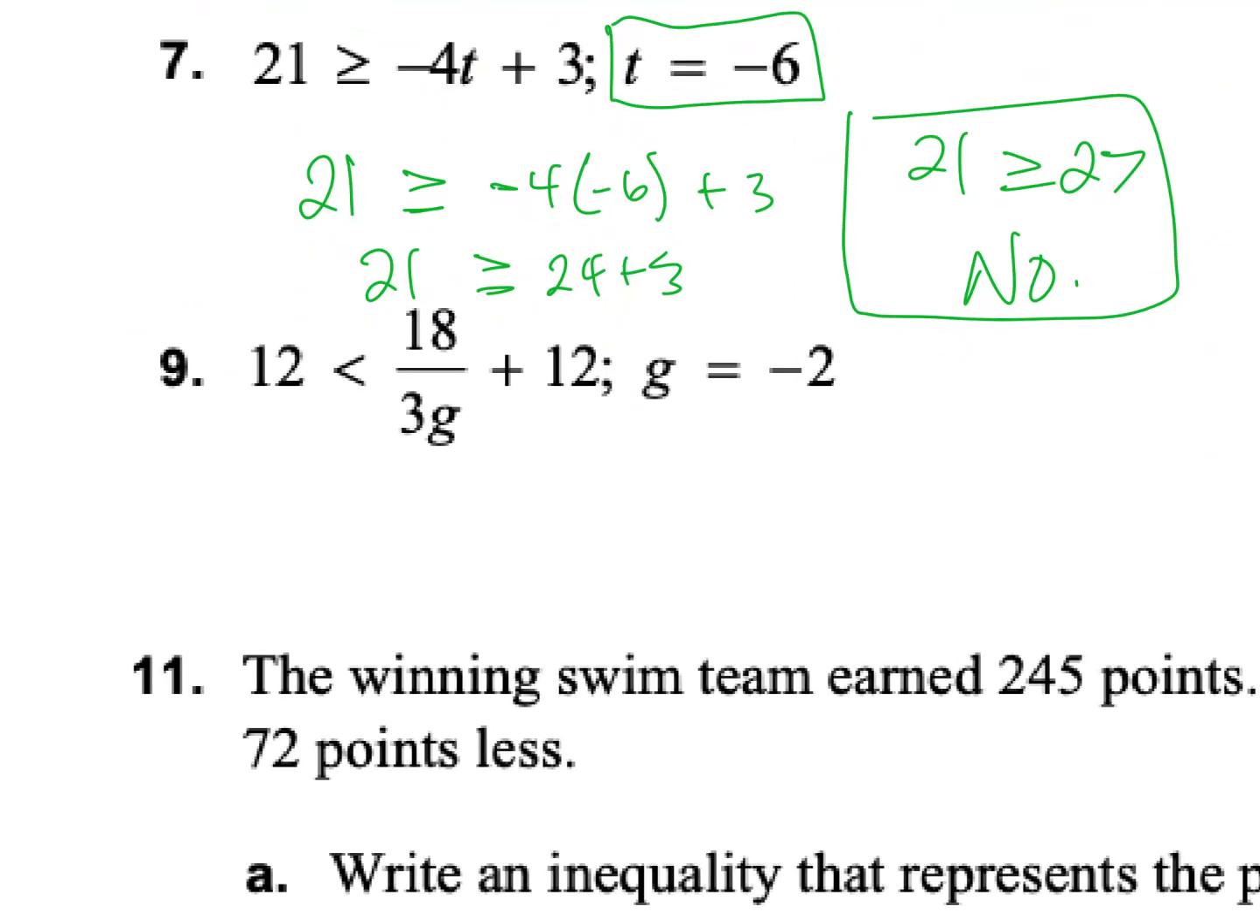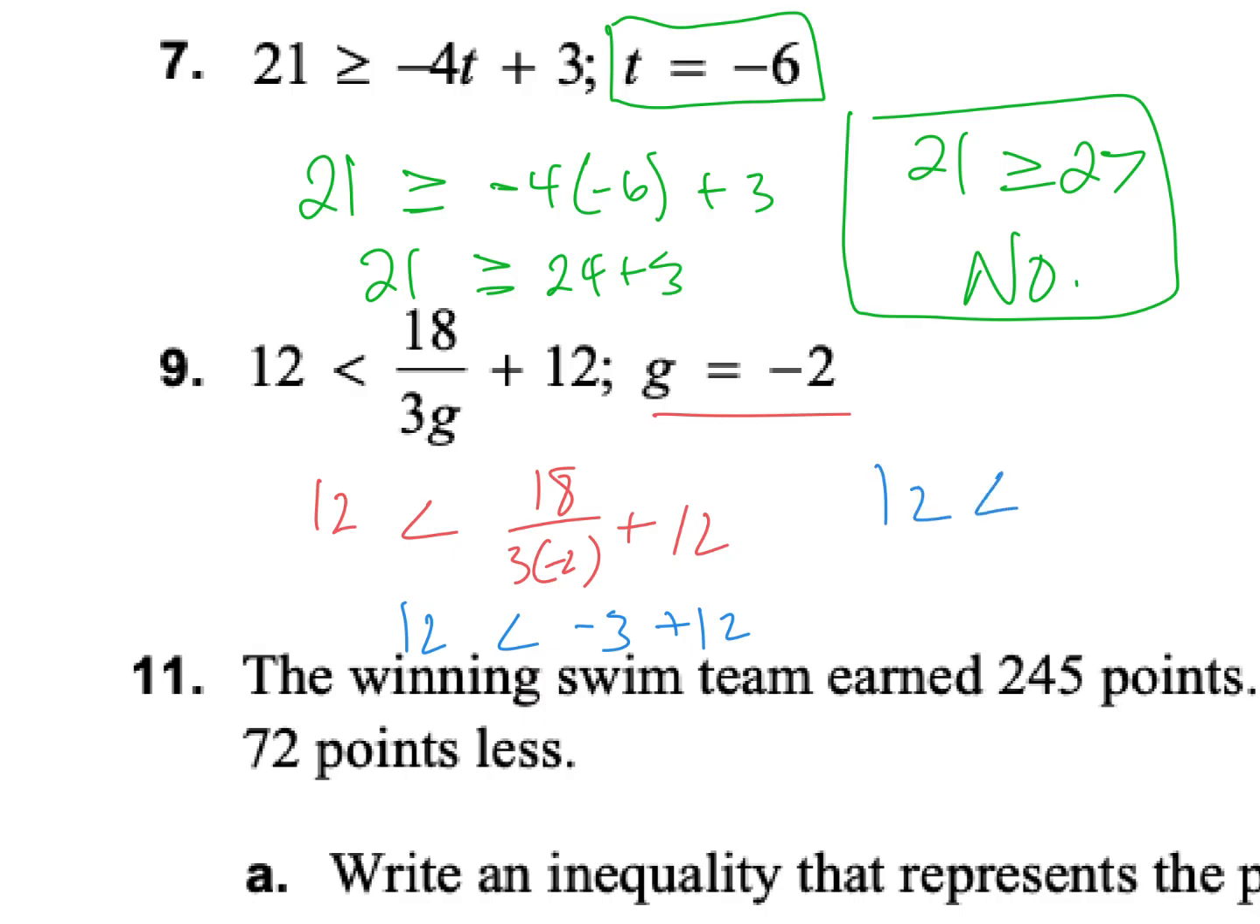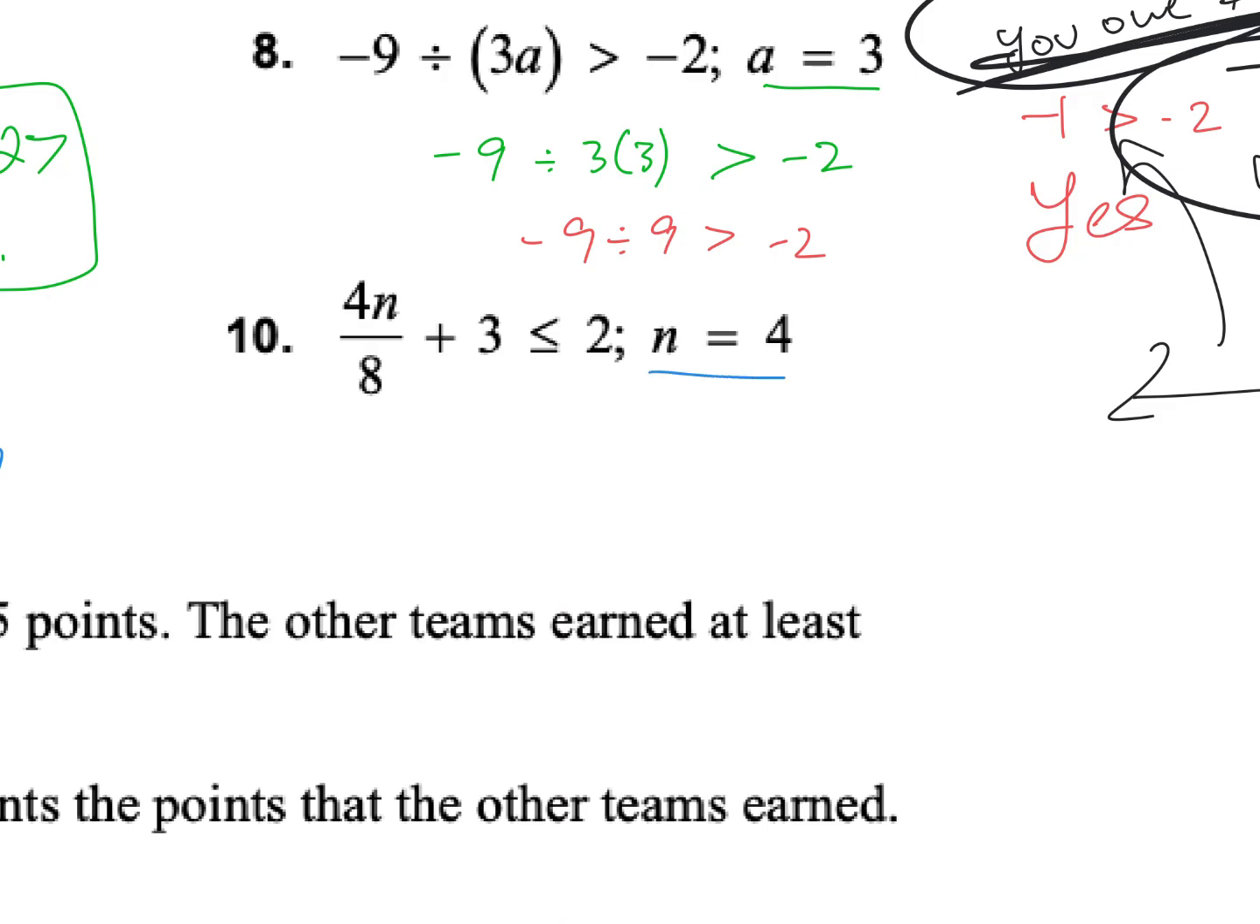Number 9, let's plug in -2. 12 is less than 18 over 3 times -2. Oh, don't forget the plus 12. 12 is less than 18 over -6, which is -3. Oh, I forgot my plus 12 again. Plus 12. But I don't think it's going to matter because 12 is not less than 9. No. Let's plug in 4.